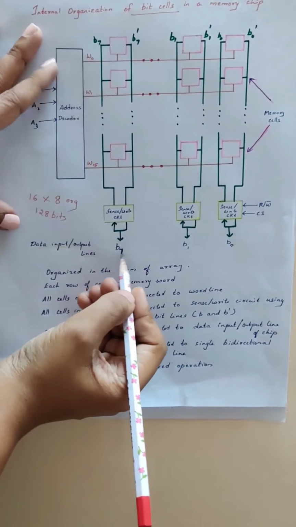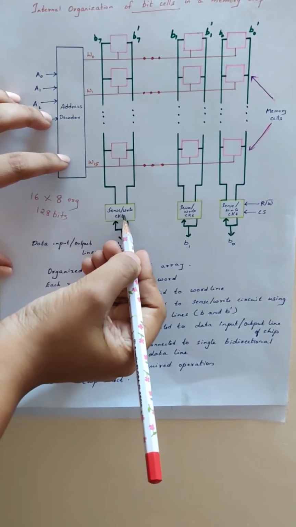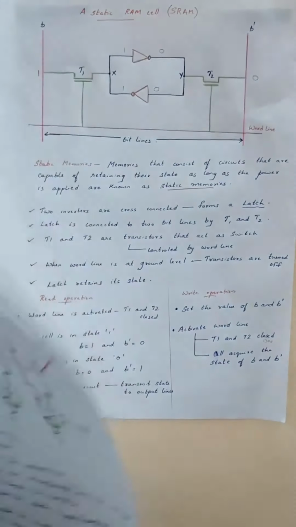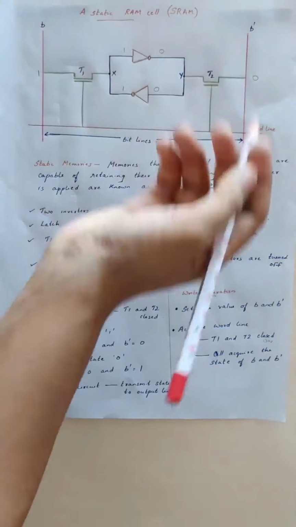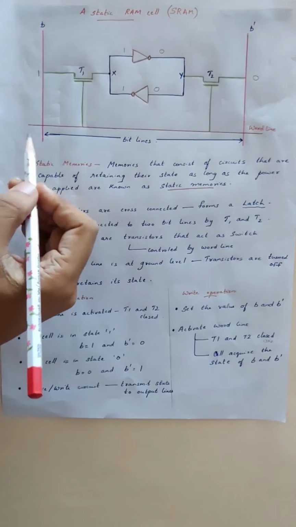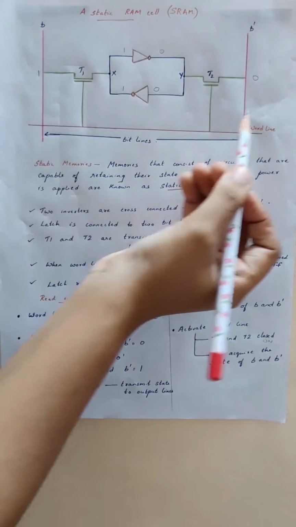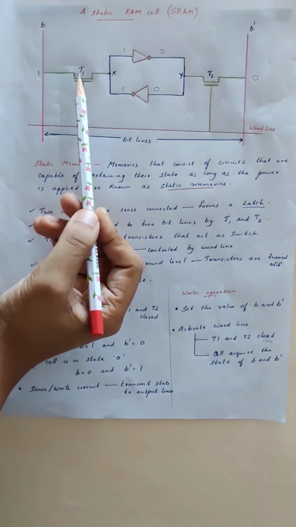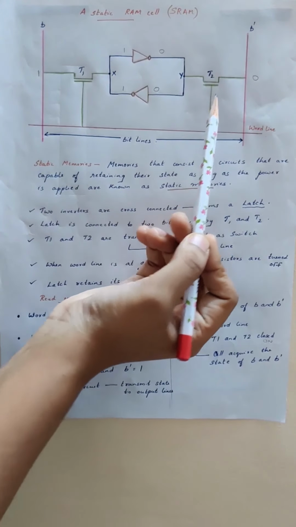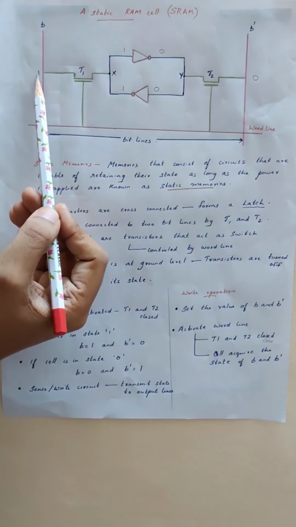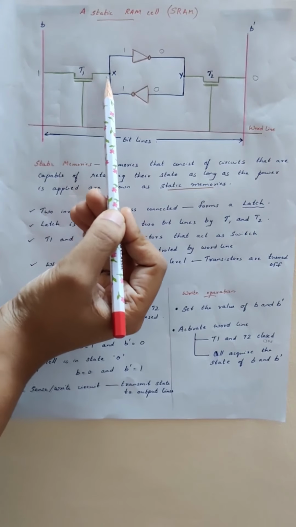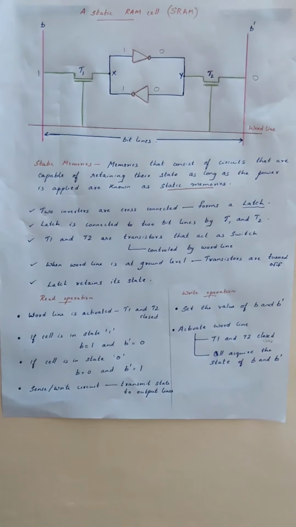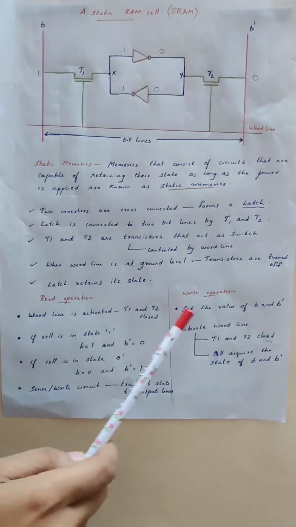To write an information from the computer's bus, the data will be given to a sensor write circuit. The sensor write circuit will pass that information to the bit lines B and B dash. So if I wanted to write a value 1 from the sensor write circuit, this bit line will have a value 1 and this bit line will have a value 0. Then the word line is activated. Activated means these two transistors are turned on or they are closed. So this value from this bit line B is transferred to X, and the value from bit line B dash is transferred to the position Y. So that is a read and write operation.